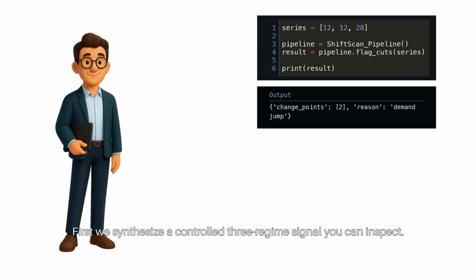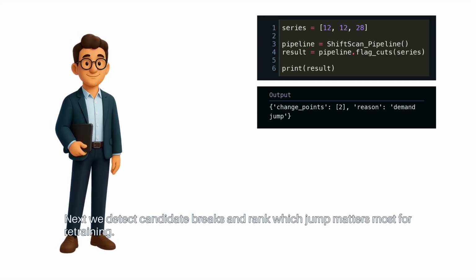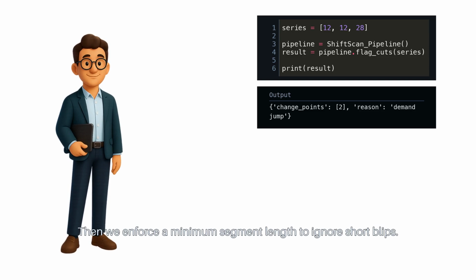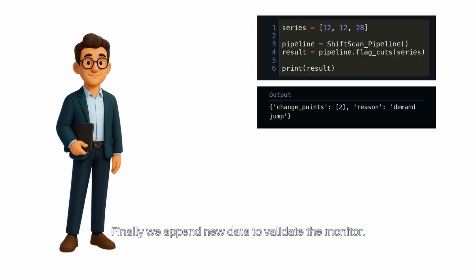First, we synthesize a controlled 3-regime signal you can inspect. Next, we detect candidate breaks and rank which jump matters most for retraining. Then we enforce a minimum segment length to ignore short blips. Finally, we append new data to validate the monitor.